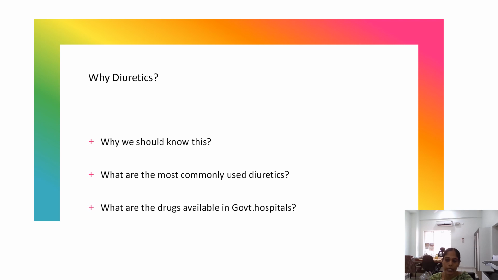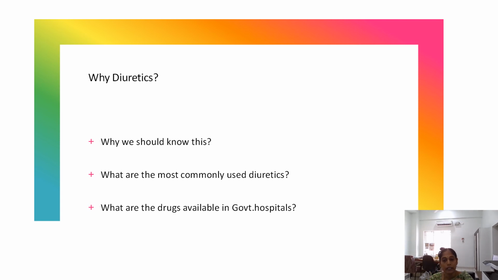There are so many diuretics, and loop diuretics, osmotic diuretics, thiazide diuretics, they are the most commonly used. And what are the drugs that are available in government hospitals? As I said, loop diuretics. Among this group, you have furosemide. We can see in the vial it will be written as Lasix, right? So furosemide is commonly available in government hospitals. We can see it in medicine ward, in IMCUs and all, right?